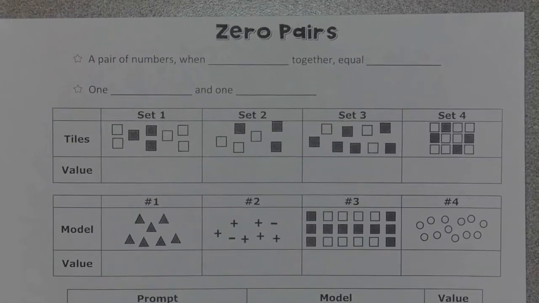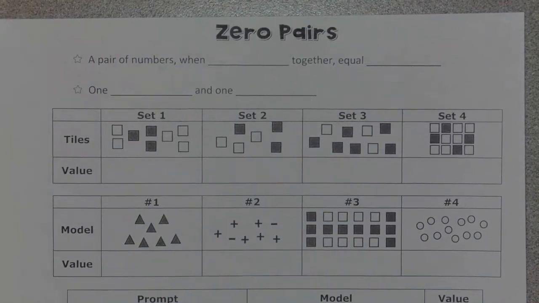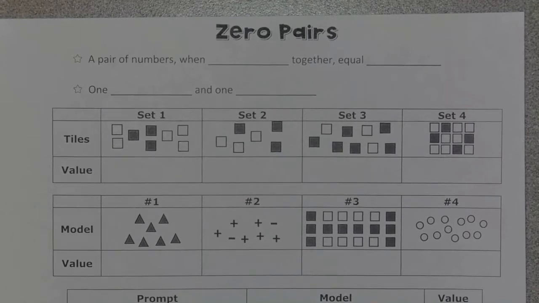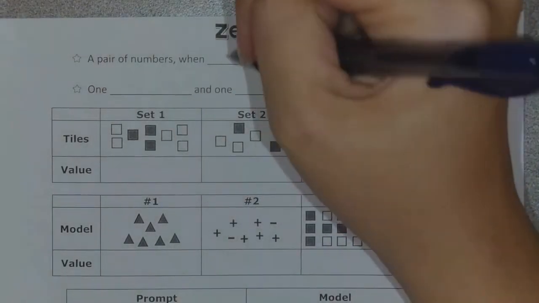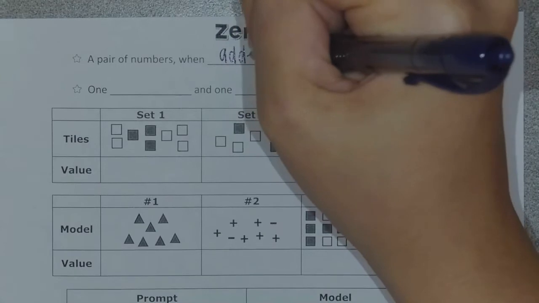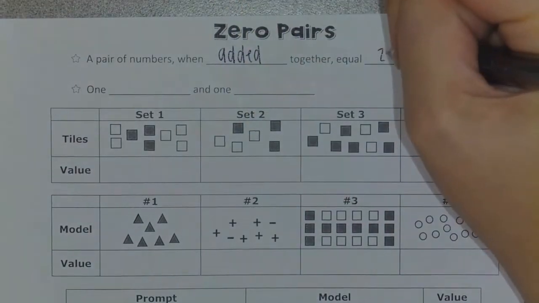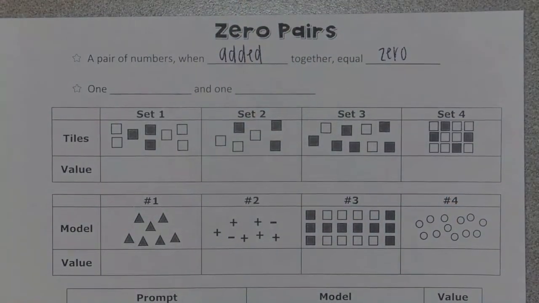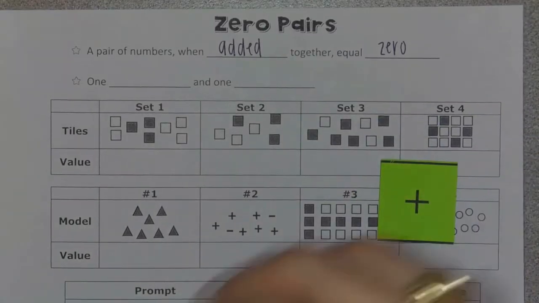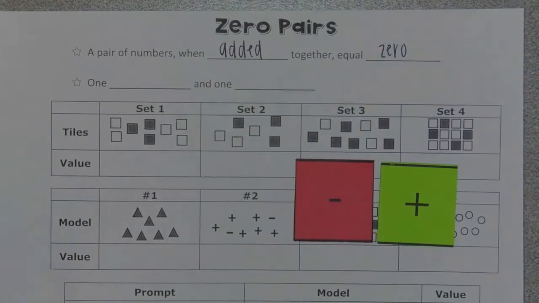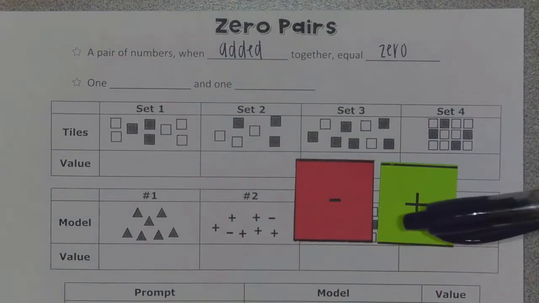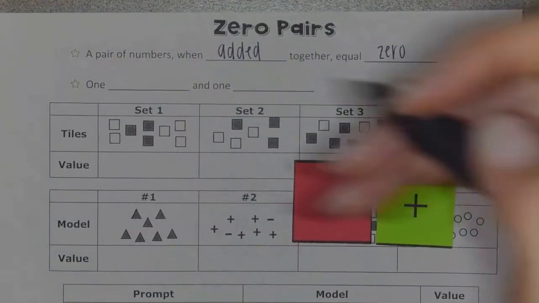Okay, so our lesson we talked about today was over zero pairs. Our official definition of a zero pair is a pair of numbers that, when added together, equal zero. We talked a lot earlier this week about positive and negative numbers. So what this means is I can take one positive and one negative, and when I add those two together, it's like they cancel each other out and we get a value of zero.